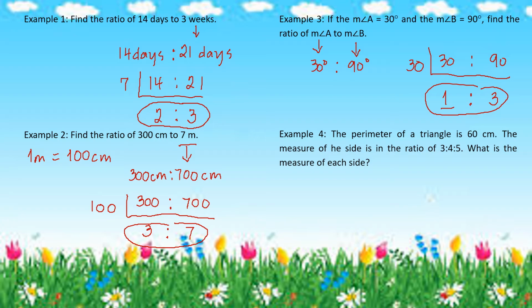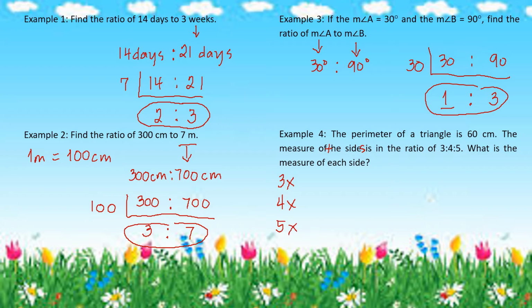Let's have the fourth example. The perimeter of a triangle is 60 centimeters. The measure of the sides is in the ratio 3:4:5. What is the measure of each side? So say for example, the measure of the first side is 3x. The measure of the second side is 4x, and the measure of the third side is 5x.